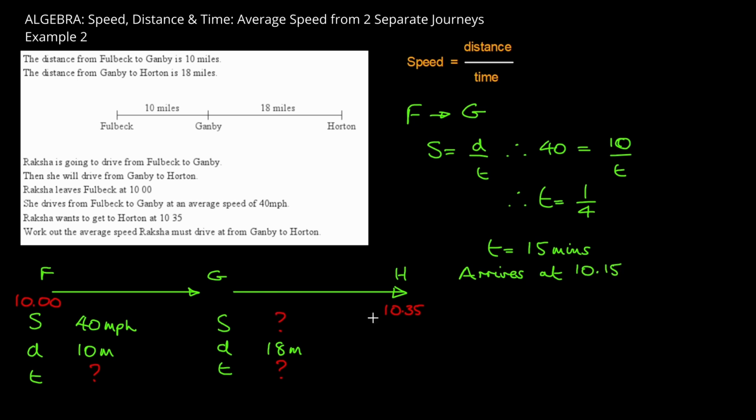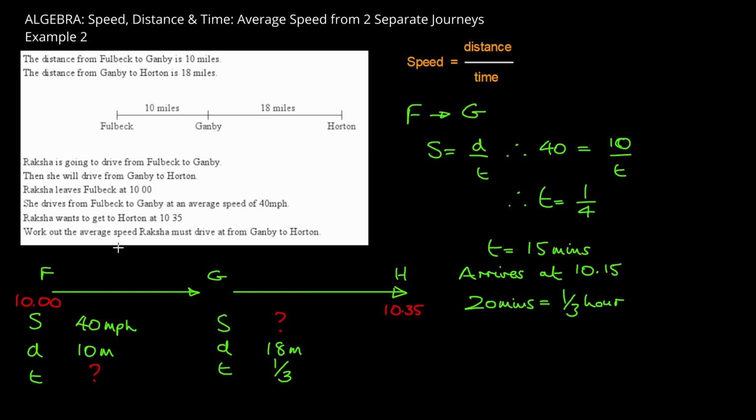Well, that means she's got 20 minutes to do her journey from G to H. What's 20 minutes in terms of hours? Well, it's a third. Remember, we can't use minutes in our formulas because we're quoting speed in miles per hour, so we've got to convert to hours. Okay, now we've got a value for our time. So this is a third.